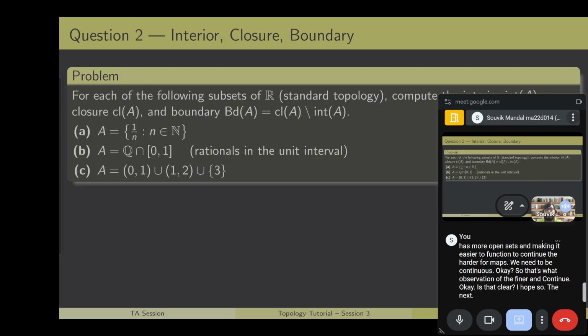The next question is that in this question we need to find interior, closure, and boundary. For each of the following subsets of R, compute the closure, the interior, and the boundary. Boundary by definition is closure minus interior. A is 1 by n, A is Q intersection 0, 1, A is open 0, 1 union 1, 2 union 3.